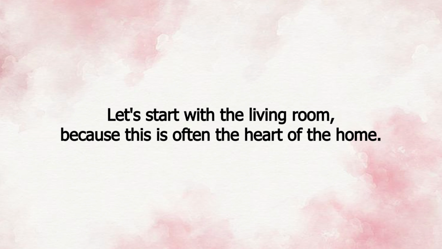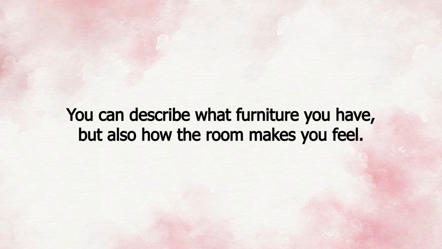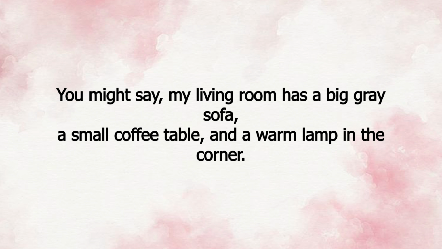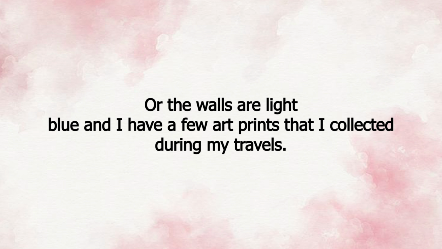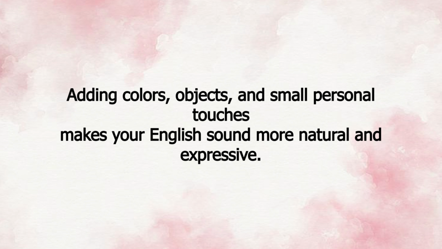Let's start with the living room, because this is often the heart of the home. You can describe what furniture you have, but also how the room makes you feel. You might say, my living room has a big gray sofa, a small coffee table, and a warm lamp in the corner, or the walls are light blue, and I have a few art prints that I collected during my travels. Adding colors, objects, and small personal touches makes your English sound more natural and expressive.